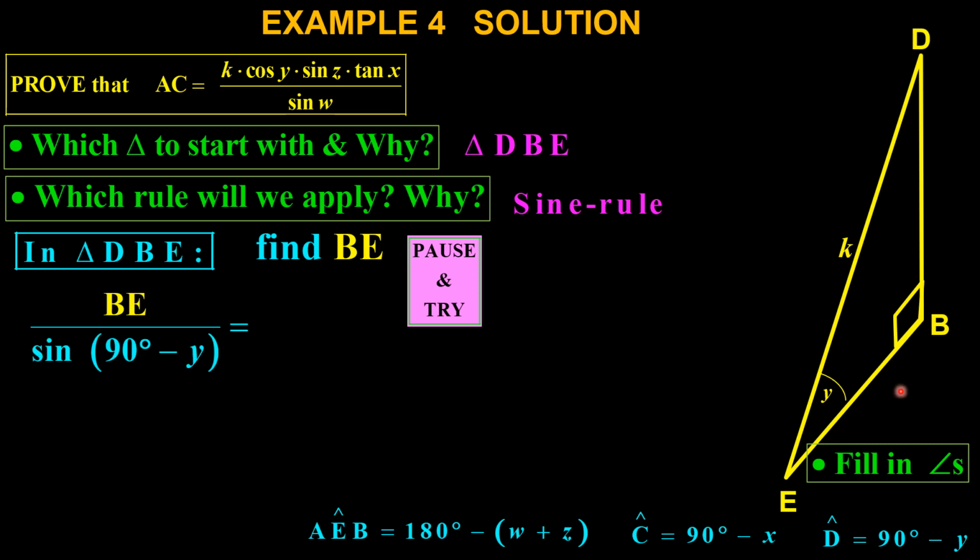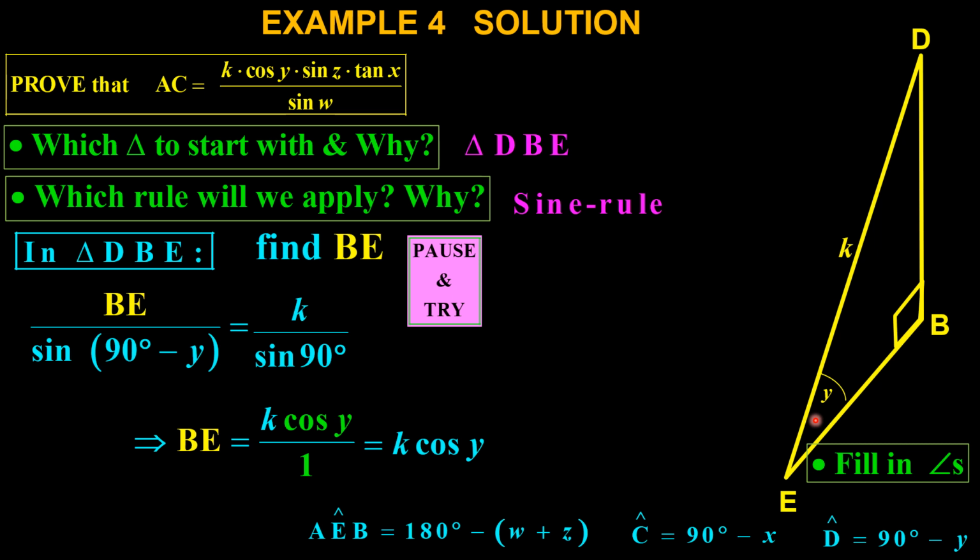So we take BE, and BE goes with this angle D that we worked out, and angle D is 90 minus Y, so it's BE over sine of D. Then we take the given length, which is K, and K goes with the 90. Sine of 90 minus Y, what would that be? That will be cos of Y. So if I transpose it, it becomes times cos of Y. Sine of 90 is 1. So BE is actually K cos Y. I've just written it as over 1.